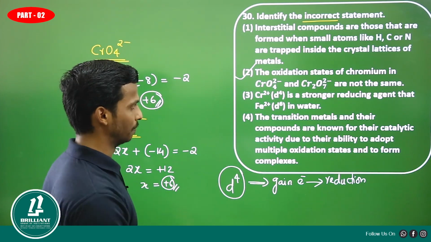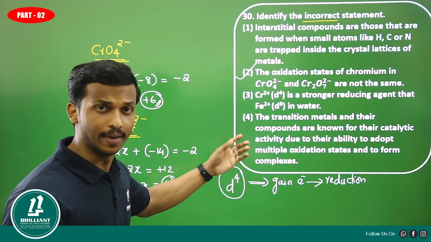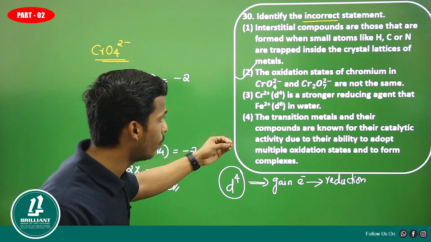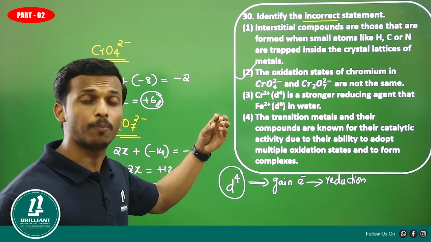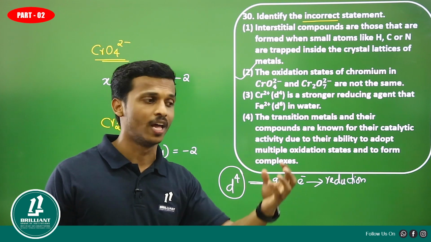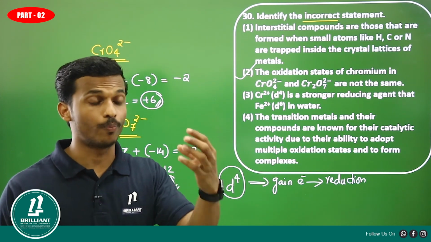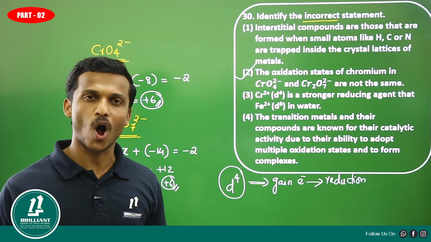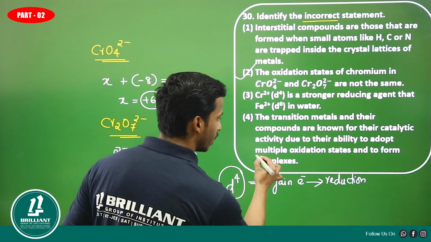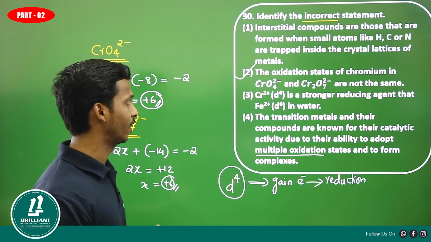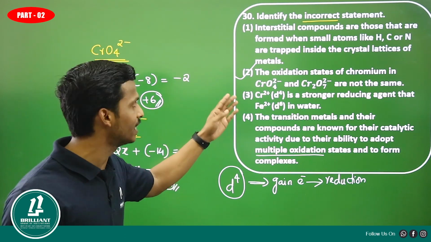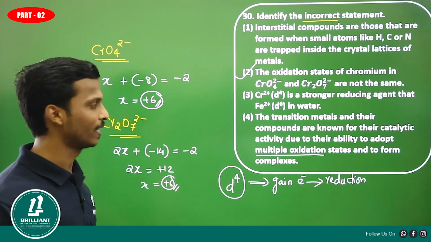Then what about the fourth? The transition metal d-block elements and their compounds are known for their catalytic nature. Nickel, platinum, palladium are used as catalysts. Why? They have the property to show variable, multiple oxidation states. That is also correct. So the answer for question number 30 is clear: the second.